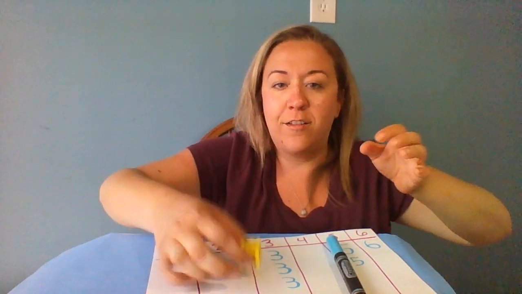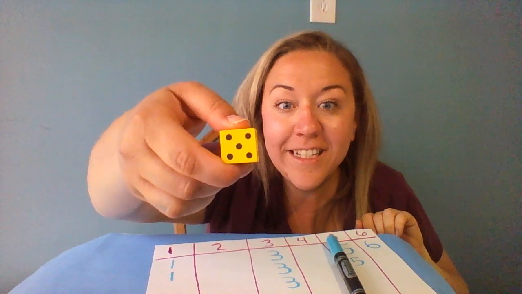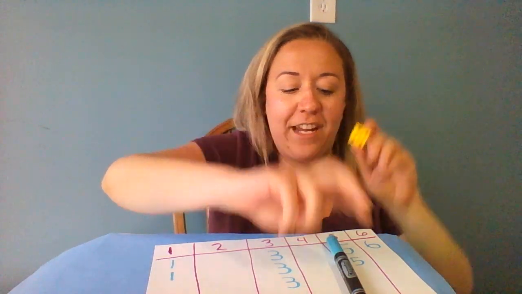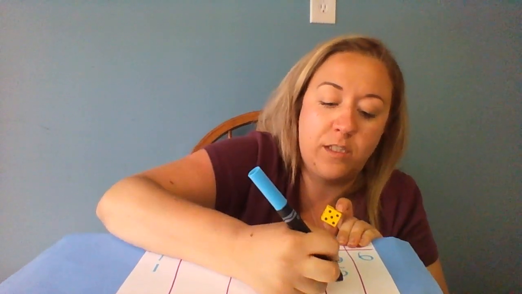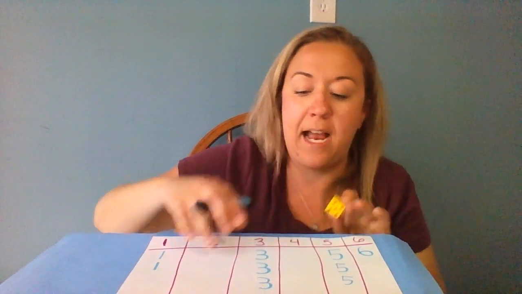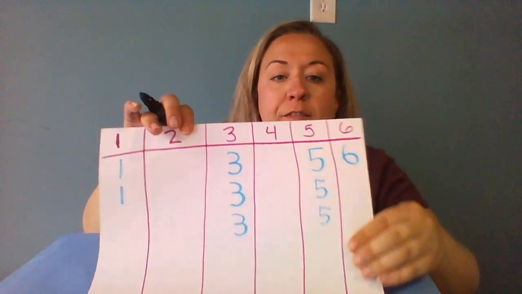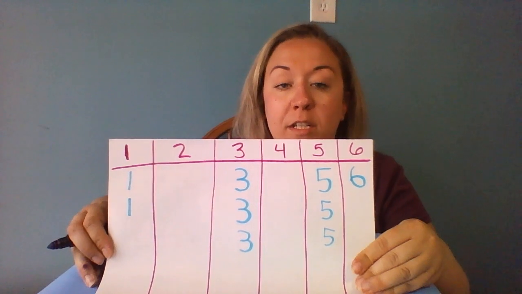All right, last roll. Are you ready? Give it a good shake. All right, what did we roll? The number 5. So I'm going to go down and around with a hat on top. All right, so if I look at my chart, let's see. What number did I roll the most?